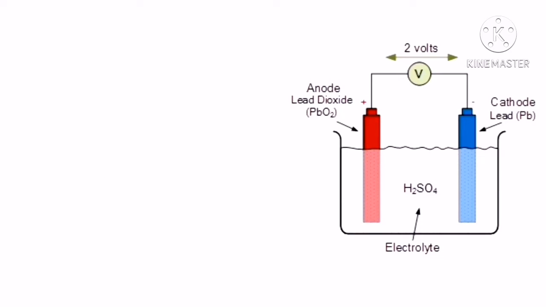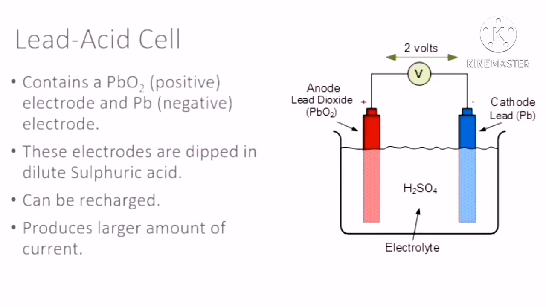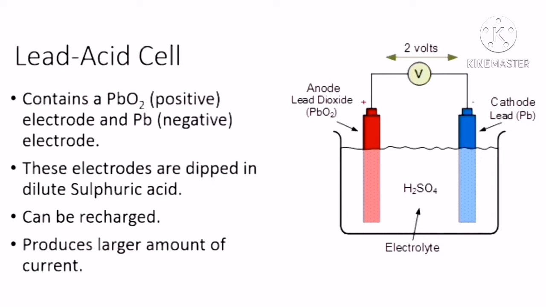Now students, see this picture. This is another cell, that is lead acid cell. Here are some points which help to understand lead acid cell. Now students, listen carefully. Lead acid cell has an acid which plays the role of electrolyte. See in the beaker there is an electrolyte, and this acid is H2SO4, which is called sulfuric acid.